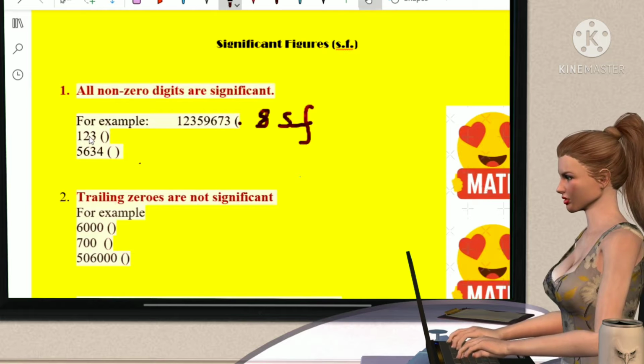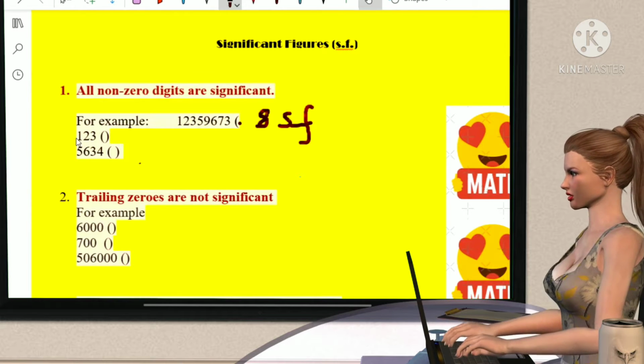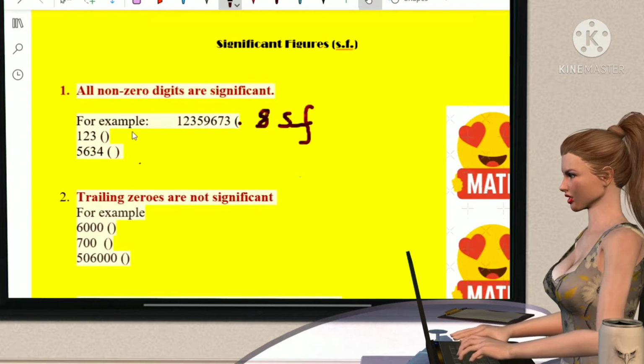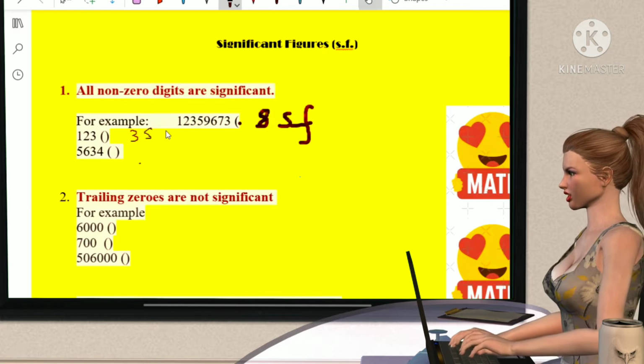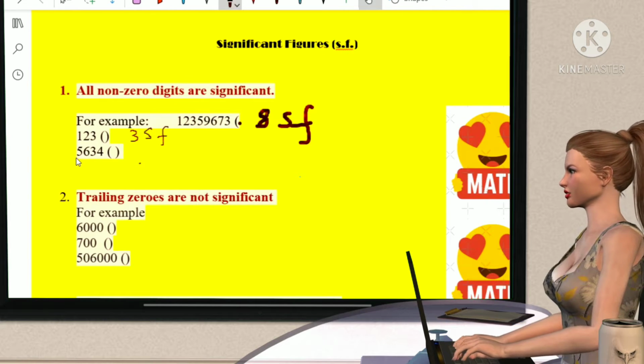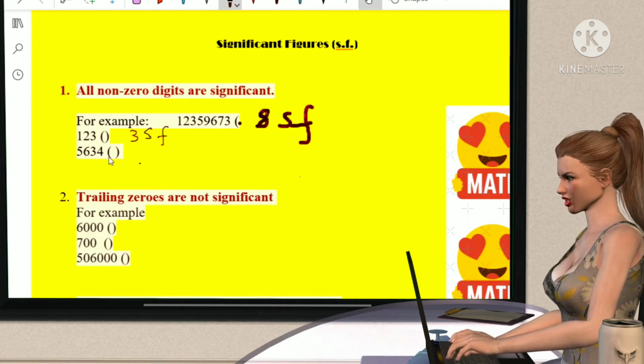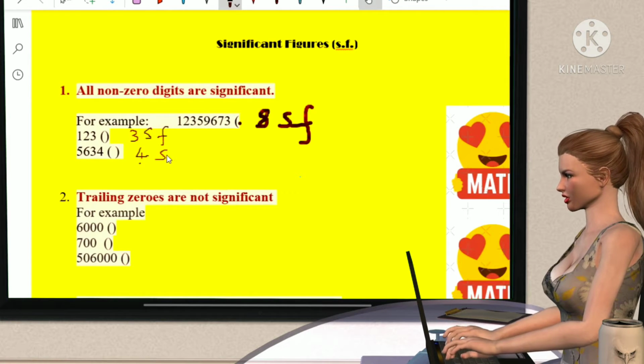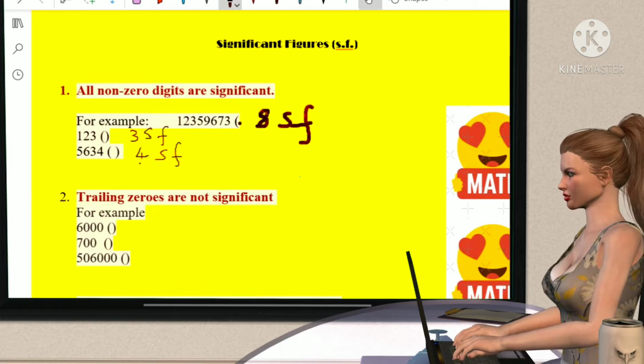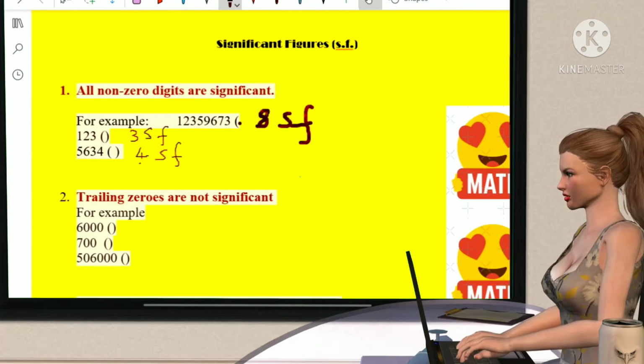What about in 123? Once again, all of these figures would be significant. So you have 3 significant figures. 5,634. All the digits are non-zero, so you have 4 significant figures. Right? So we can actually wrap that part up there.